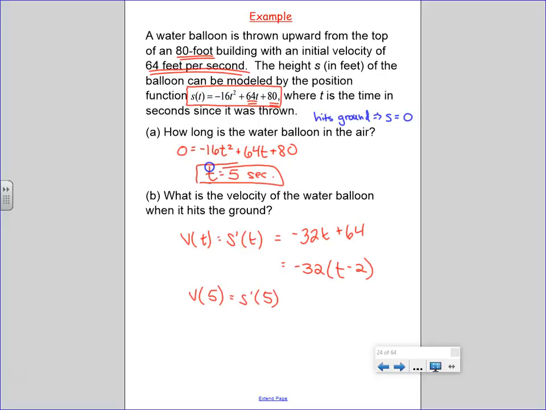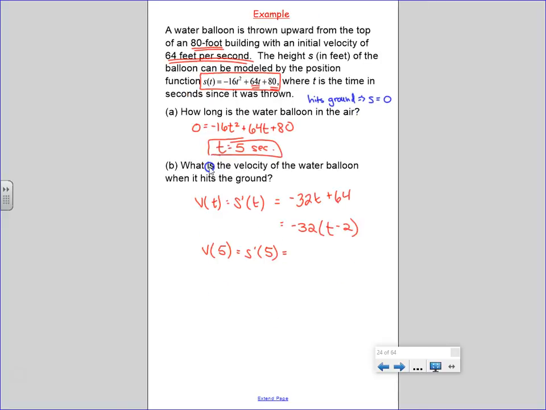And some of you, if I were to ask you what's the velocity when it hits the ground, you say it's 0 because you're like, it stops. It stops after it hits the ground. It hits with a velocity, which is the reason it goes splash or splat or whatever. 5 minus 2 is 3. 3 times 32 is negative. Negative? Why is it negative?